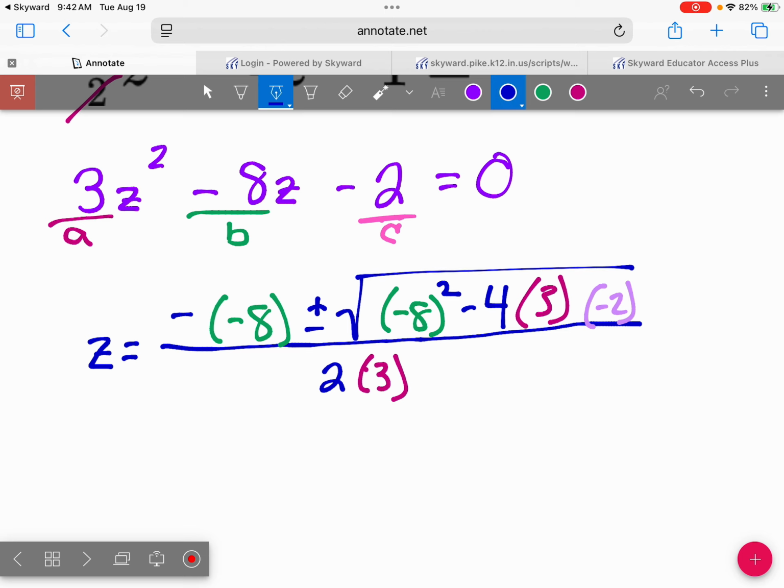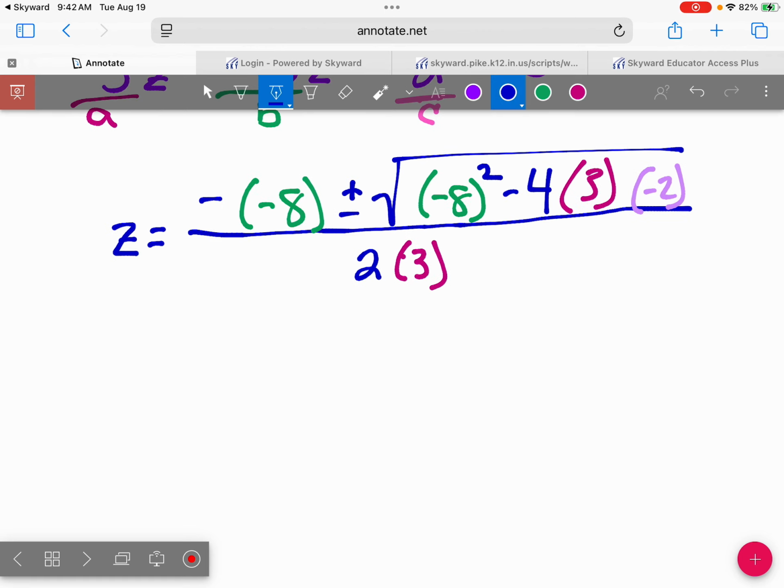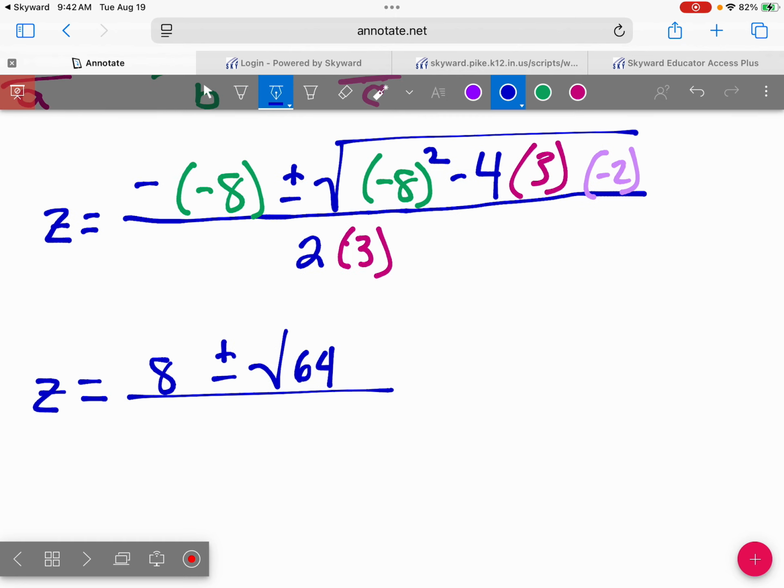We found all of our pieces. And then we can simplify it. z equals, we're going to have our positive 8 plus or minus the square root that has our negative 8 squared. We get 64. Minus 4 times 3 times minus 2. That's positive 24. Over 3.